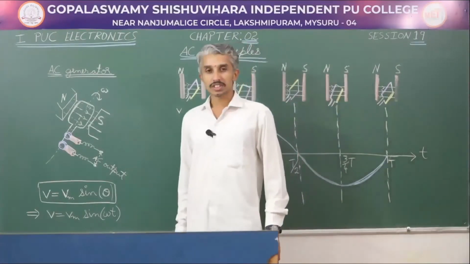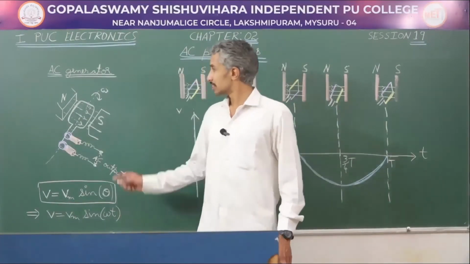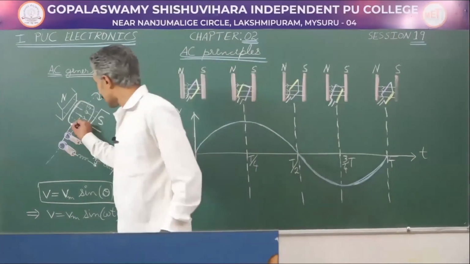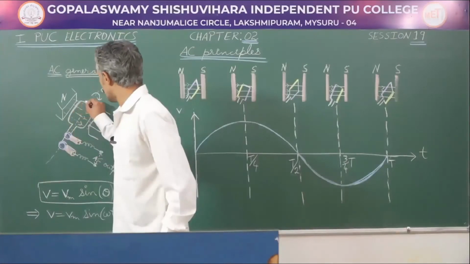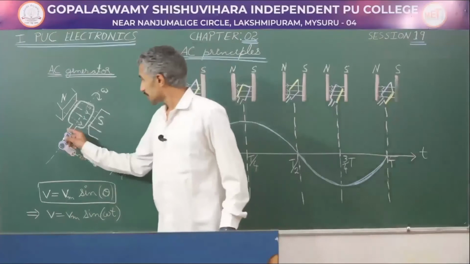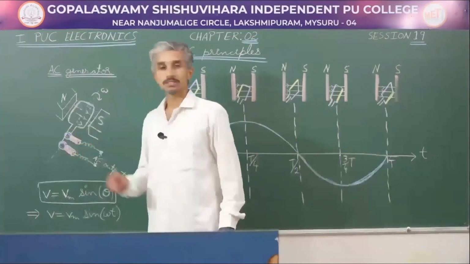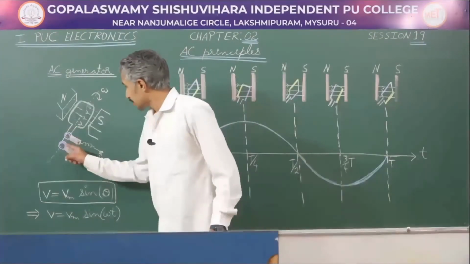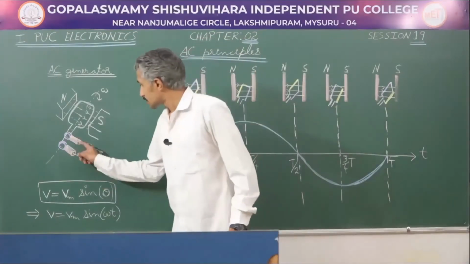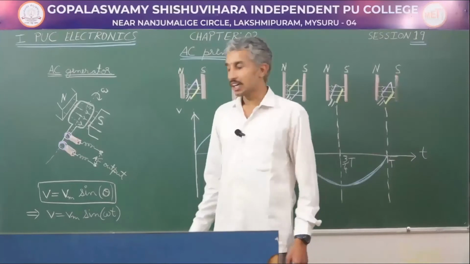So, this represents the schematic diagram of an AC generator. What does an AC generator contain? There is a rectangular coil, whose two ends are connected to two slip rings. These slip rings are further connected to a carbon brush. Across these two carbon brushes, we get the AC output.